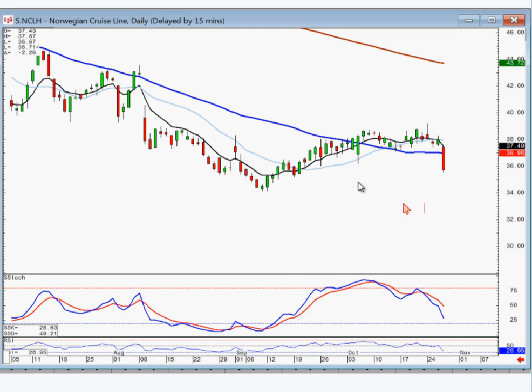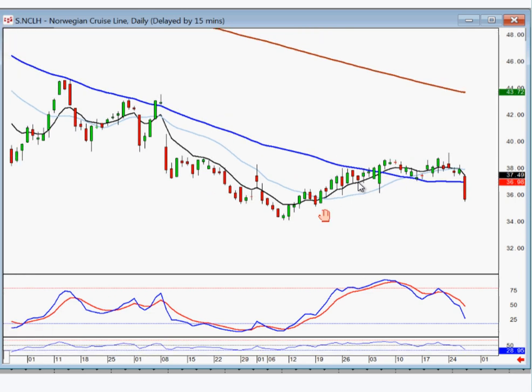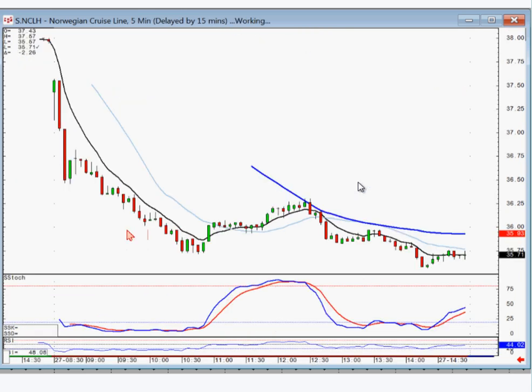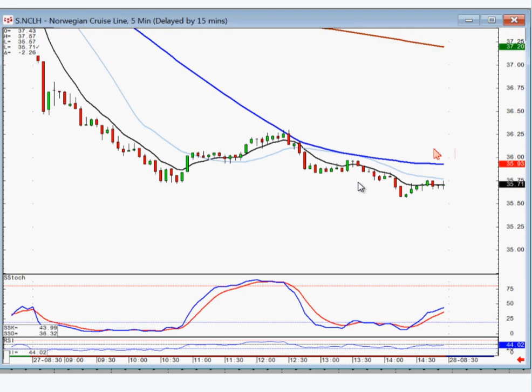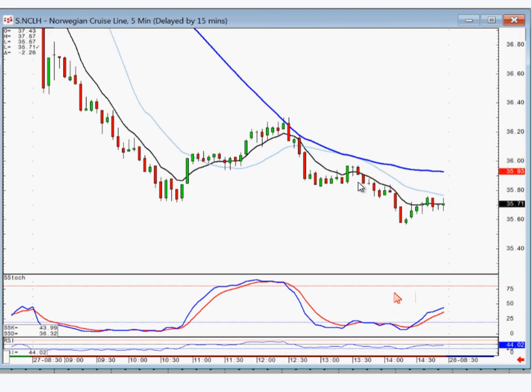Does a T-line work on a small time frame like M15? I don't know what that means. The T-line works on any. This is a daily chart. This is my 5-minute chart. Looks exactly the same as the other time frame. Yeah, it works just as well.